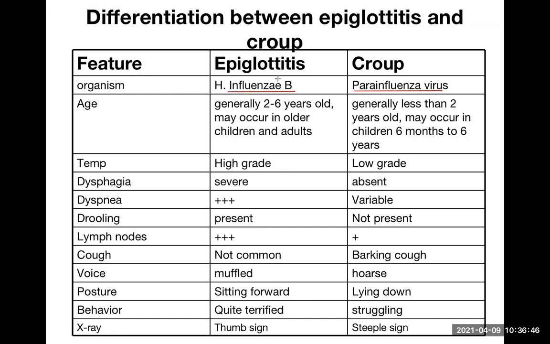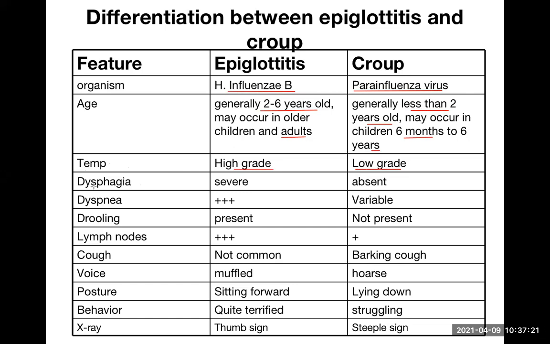Regarding the age, the epiglottitis child is a little bit older than the croup child. See there? Generally, they are 2 to 6 years old. It may also occur in older children and even in adults. Whereas in croup syndrome, the age group is less than 2 years usually. It may occur in a child between 6 months to 6 years, but the average is around 2 or less than 2. Regarding the temperature, this is high grade because it's a bacterial infection. And in this case, it's low grade.